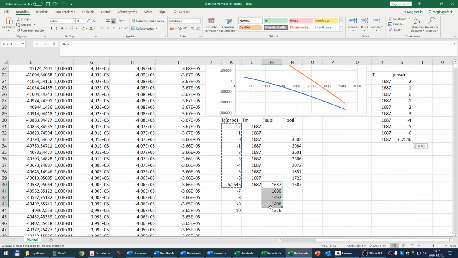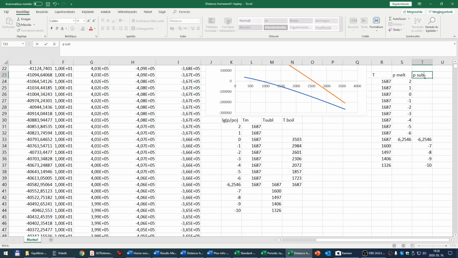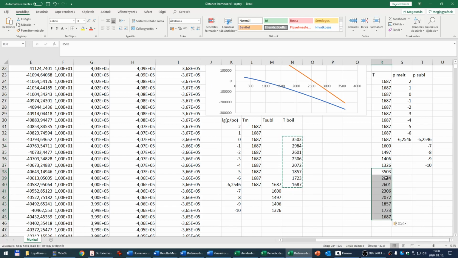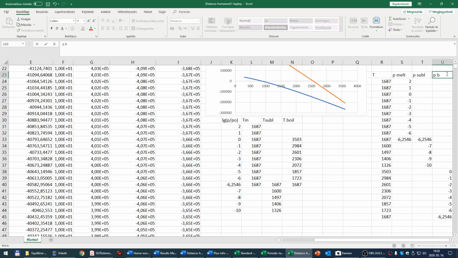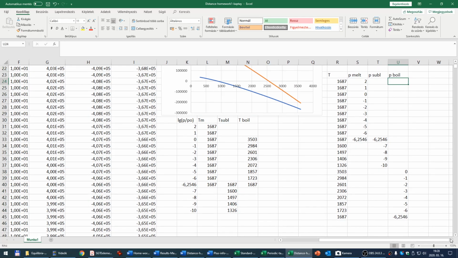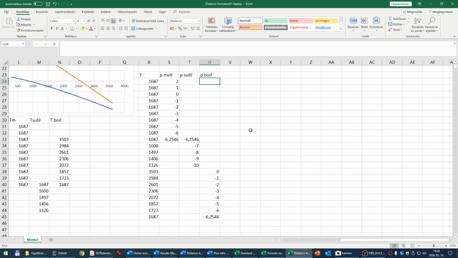But then I take temperature again here, and I put it below. This way I am doubling the melting point, which is no need. And I am copying this pressure, which corresponds to the sublimation process. And here I copy those values, and these are the pressures for the sublimation. And finally I copy the temperatures belonging to the boiling process, and the pressures belonging to the same boiling process, and I call it P boiling. And now I have a nice suitable table to make a new diagram.